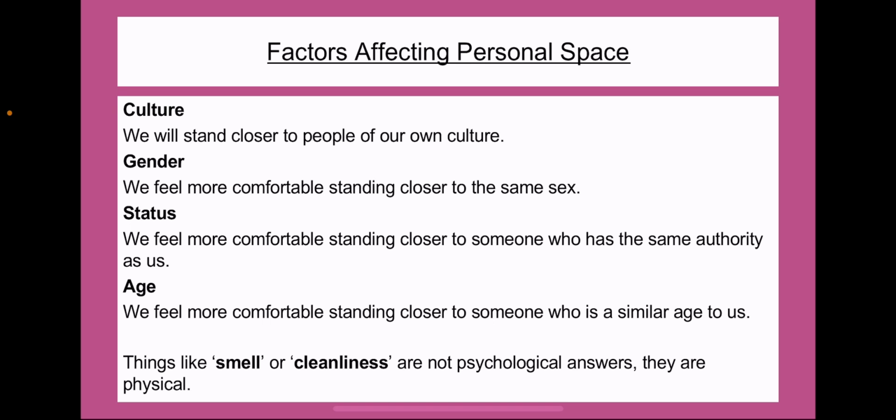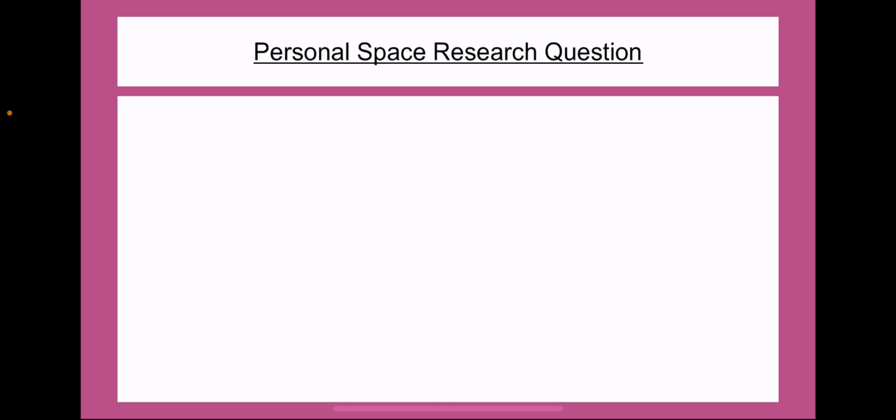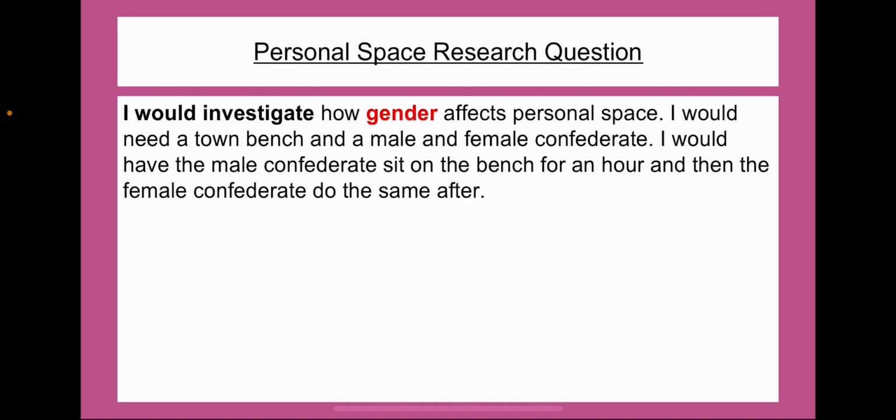Now, again, you're quite likely to get a research method question here. So how would I go about answering a research methods question into personal space? We need to come up with something to do with measuring distance. That was that really important keyword at the start. We've got to come up with how close two people stand next to each other.